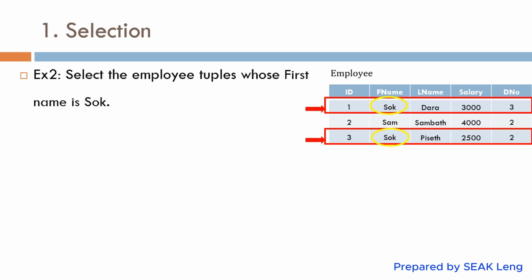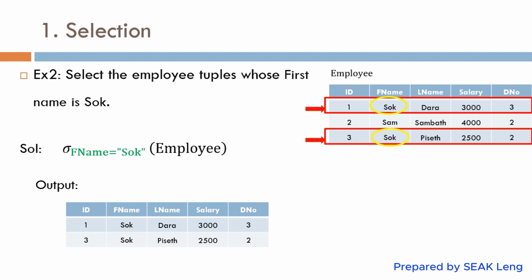So our solution is to write sigma followed by the subscript F name equal Sok. Since the word Sok is a string value, we use double quotes. And the name of the relation, employee, goes in the brackets. The output from the relational algebra expression above is the two tuples, ID 1 and ID number 3.